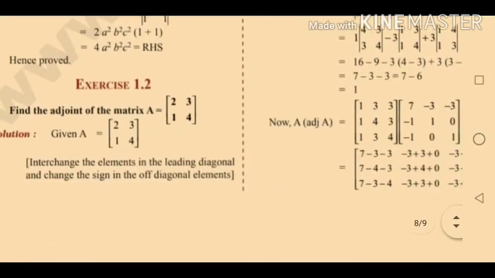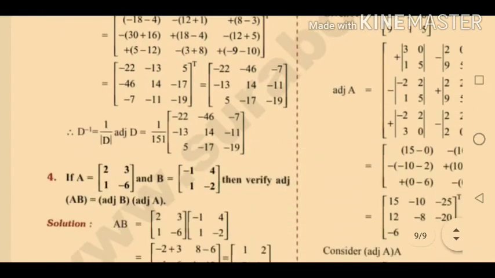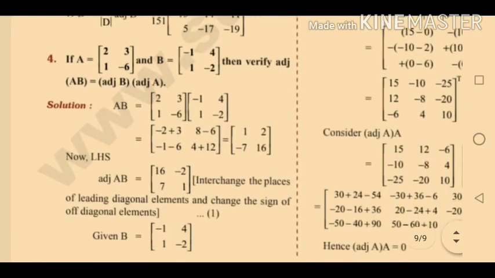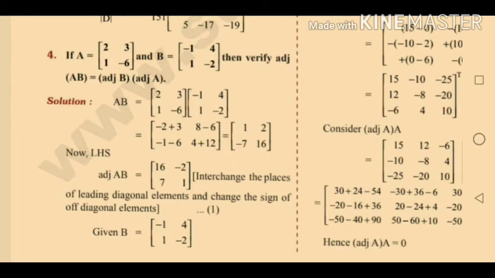The next question is the fourth question. A equal to 2 3 1 minus 6, B equal to minus 1 4 1 minus 2. Then verify adjoint of AB equals adjoint of B into adjoint of A. Here A and B are given. So first we multiply, that is first row into first column. If you multiply it, you are getting AB equal to 1 2 minus 7 minus 16. This is the LHS.